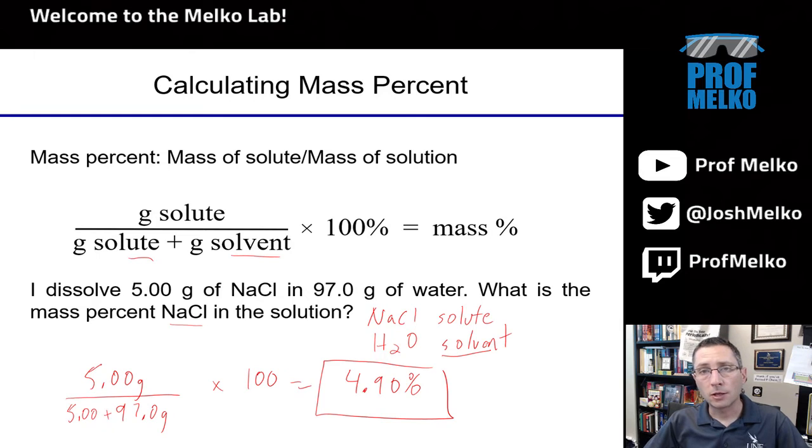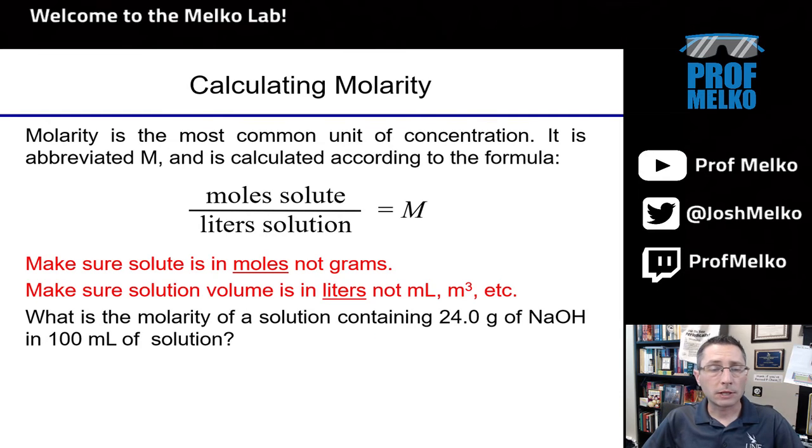So that's mass percent, one way we communicate how concentrated a solution is. Grams of solute over total grams times 100. Molarity trips people up a little bit more, but this is the most commonly used unit of concentration for solutions. The abbreviation here is capital M. So whenever you see a capital M, that stands for molarity. You might see 6M, a 6 molar solution. The molarity is 6 molar. That's the terminology we use.